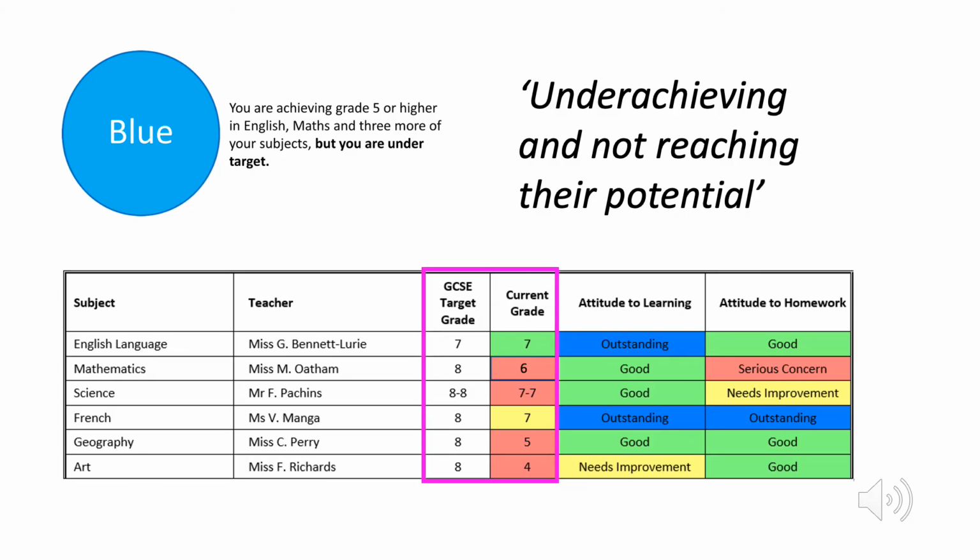So your child has found themselves in the blue group. This means they're achieving grade 5 or higher in English and Maths and 3 more of their subjects, but they're under target. They're expected to do much better than this. If it's not a grade 6, it's a 7, 8 or 9. So they're underachieving and not reaching their potential. They need to make some drastic changes today.